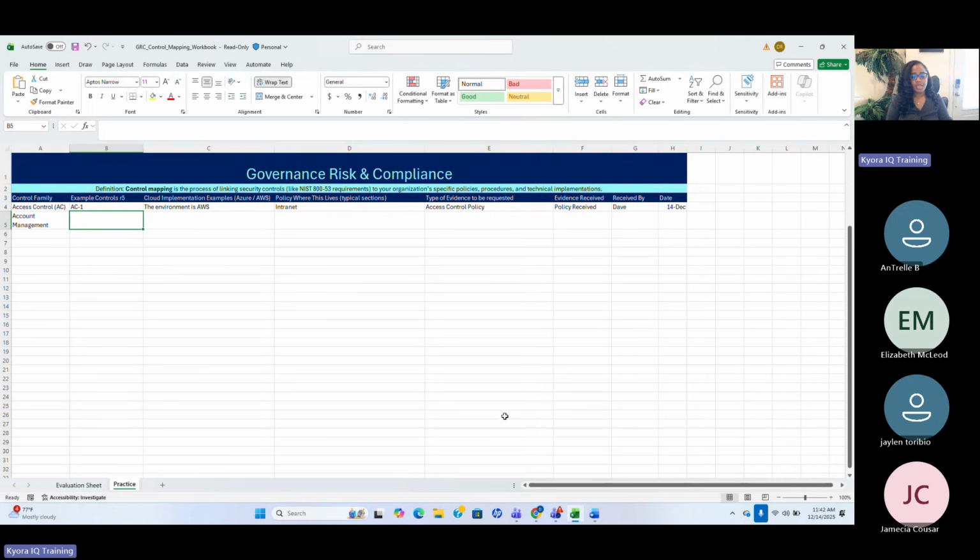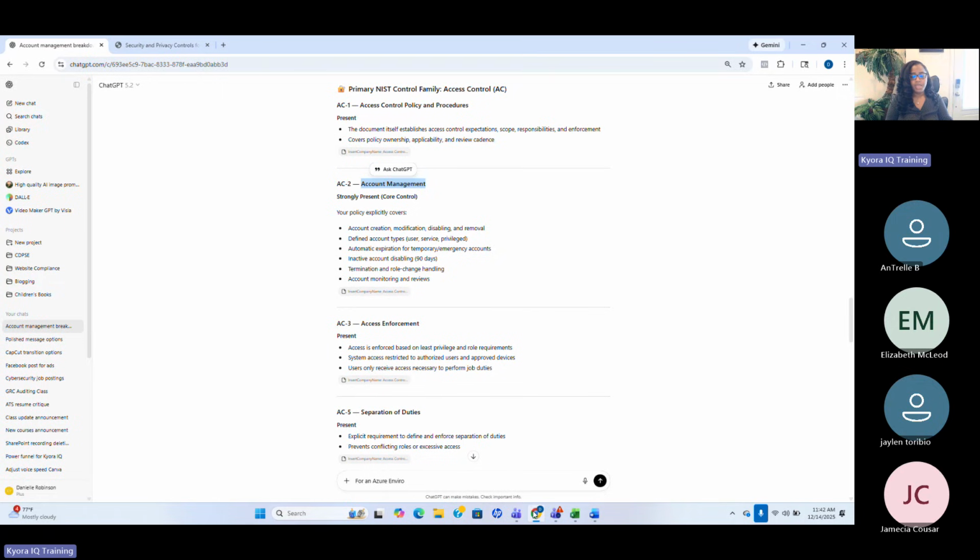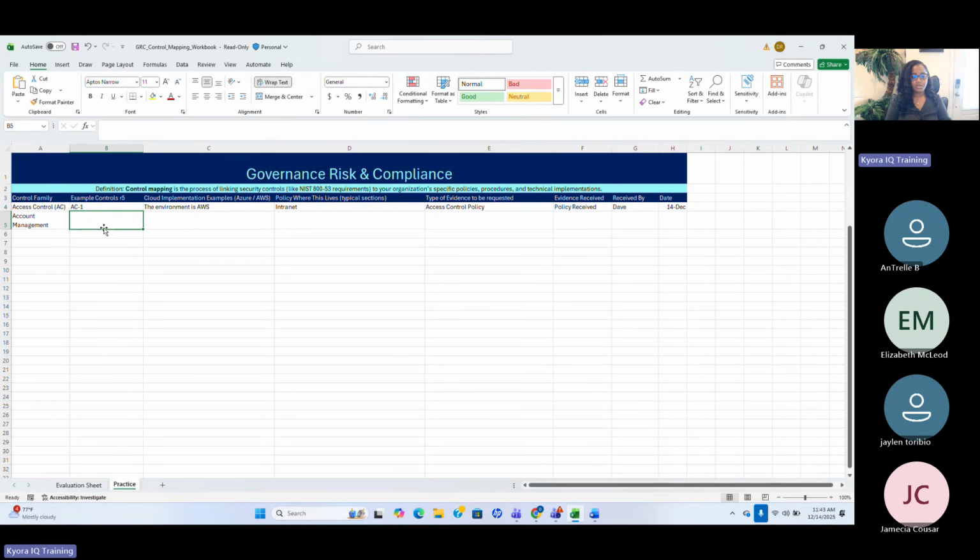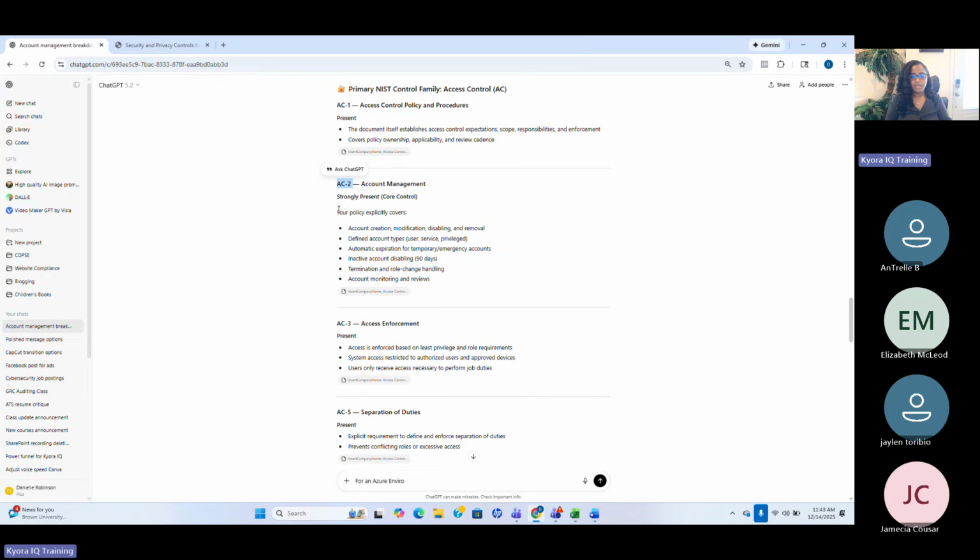All right, so account management. You want to put the AC-2 control. And we're just going to go through the first 10. Then your policy explicitly covers account creation, modification, disabling, and removing defined account types, user service privilege, automatic expiration for temporary emergency accounts, and so on.